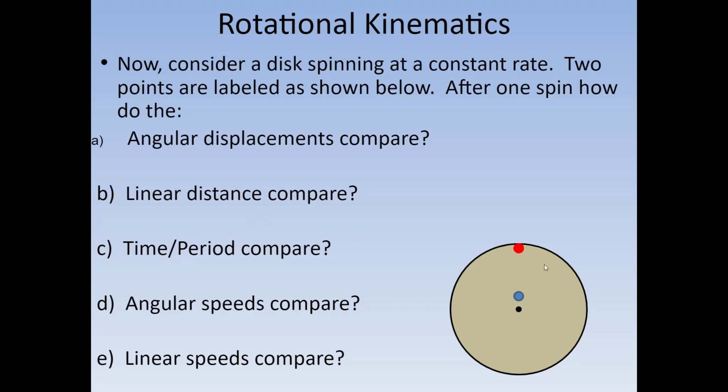What about the time and period? Well, again, they will get to that point at the same time because they're on the same physical disk. So the time and period will be the same. So how do their angular speeds compare? Well, since their angular displacement is the same and the time is the same, their angular speed should be the same. But the follow-up question, how do their linear speeds compare? Going back to here, because this one is traveling a much longer distance in that same amount of time, this one is going to travel at a much faster speed, right?